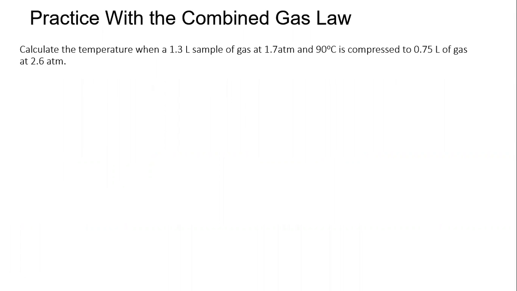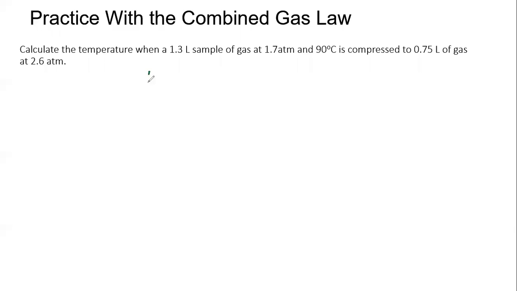We'll look at one more example involving the combined gas law. So we want to calculate the temperature when a 1.3 liter sample of gas at 1.7 atm and 90 degrees Celsius is compressed to 0.75 liters of gas at 2.6 atm.